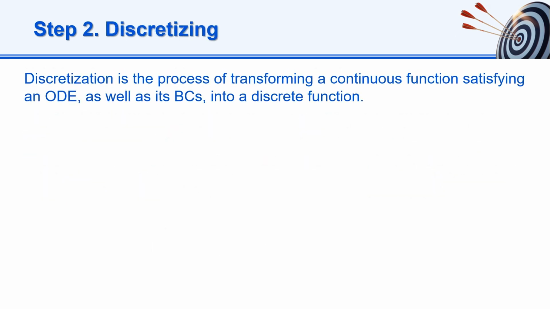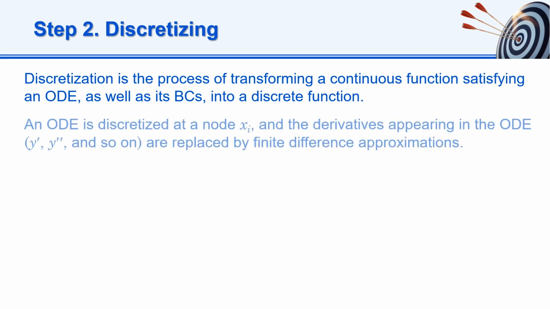Discretization is the process of transforming a continuous function satisfying an ordinary differential equation, as well as its boundary conditions, into a discrete function. An ordinary differential equation is discretized at a node x_i, and the derivatives appearing in the ordinary differential equation, y prime, y double prime, and so on, are replaced by finite difference approximations.